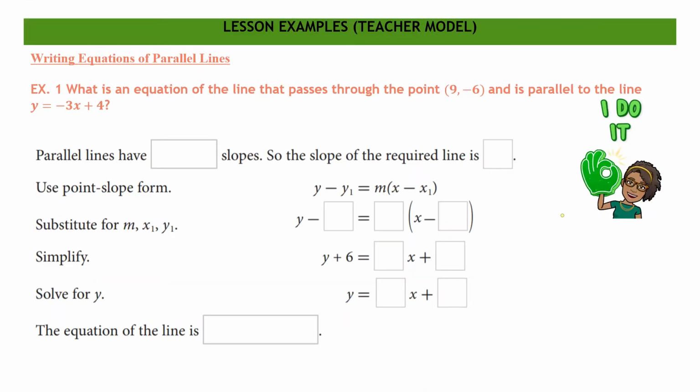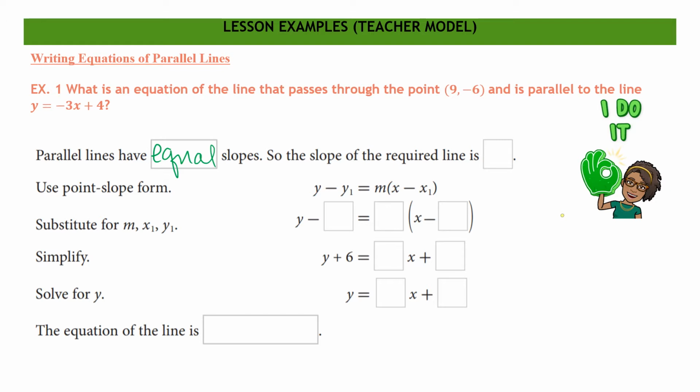So we are in example 1, writing equations of parallel lines. It states: what is an equation of the line that passes through the point (9, -6) and is parallel to the line y = -3x + 4? So we all know from our warm-up activity that parallel lines have equal slopes. So the slope of the required line has to be the same slope as the line that's given.